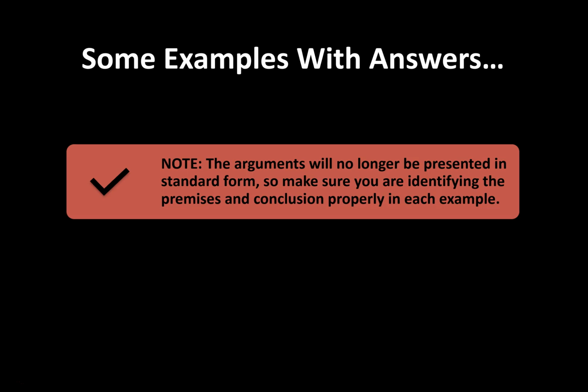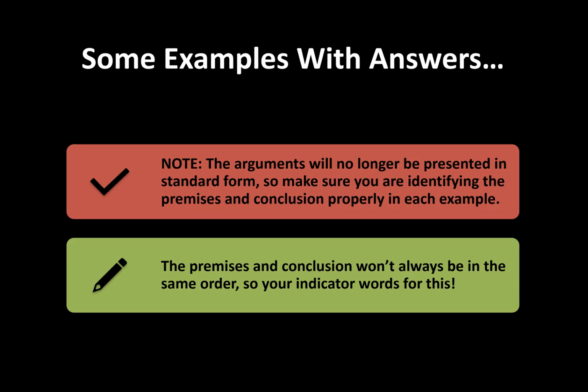So you've got to make sure you're identifying the premises and the conclusion properly in each example in order to apply those formulas properly, right? If you mistake a premise for a conclusion or vice versa, and then you look at those formulas, you're going to get a wrong answer. Okay, so you use your indicator words for this.